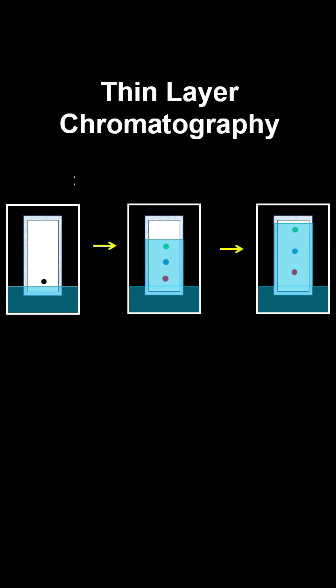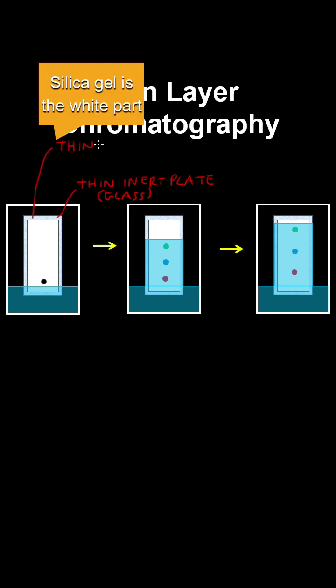Thin layer chromatography is used to separate the components of a solution, and it's similar to paper chromatography, except here you have a thin inert plate, for example glass, and that's coated with silica gel, which is a thin porous and polar coating.